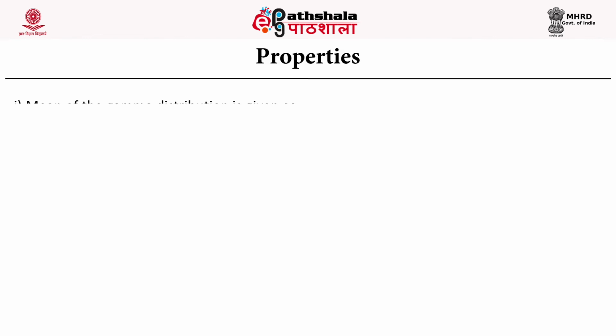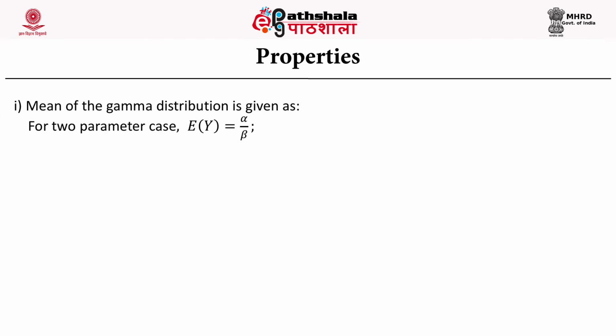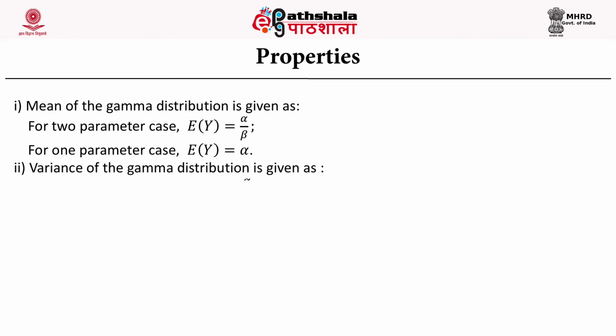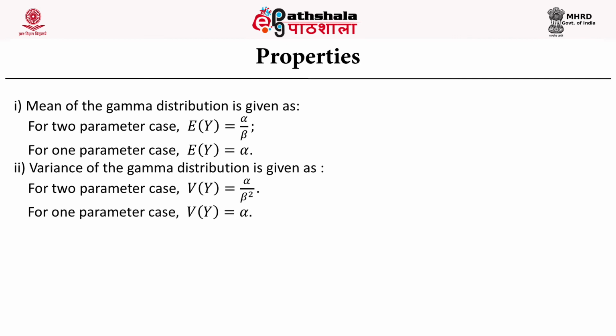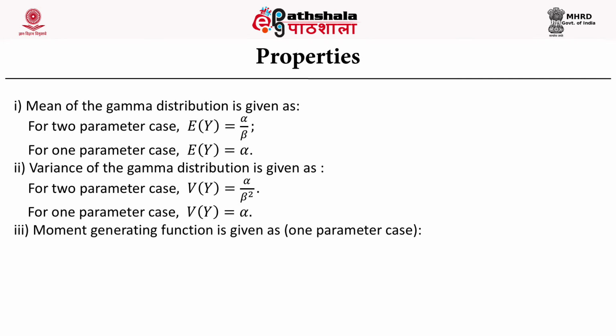Some of the properties of the gamma distribution are given here. The mean of the gamma distribution, for the two parameter case, is expectation of y equal to alpha upon beta. For the one parameter case, expectation of y is equal to alpha. The variance of the gamma distribution, for the two parameter case, is variance of y equal to alpha upon beta square. For the one parameter case, variance of y is equal to alpha. The moment generating function is given here as M of y at t, which is equal to 1 minus t power minus alpha, where the mod of t is less than 1.